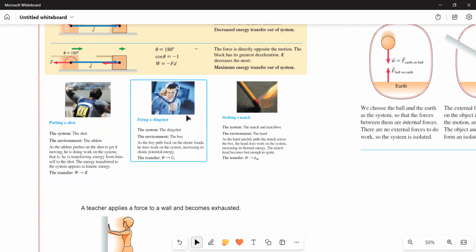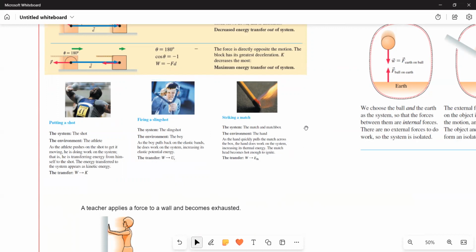Okay. Now here you see another example where the boy is pulling the elastic band of the slingshot. This is the slingshot, and he is pulling the band's backside, okay, pulling back. So the work is done on the system. The system is here, the slingshot, okay. So the work is done on the system. That is why the energy is transferred from the environment to the system, okay.